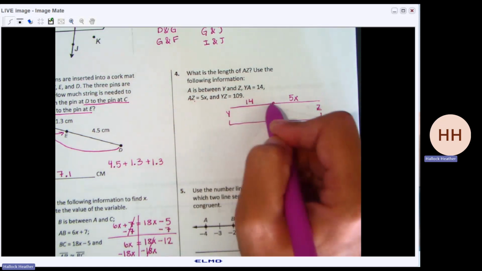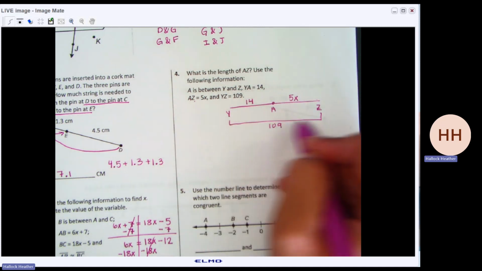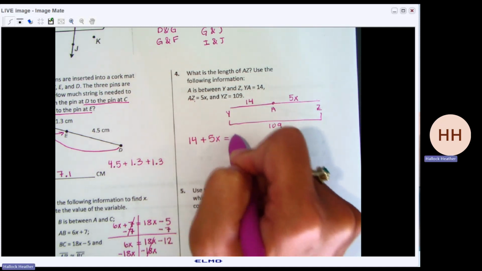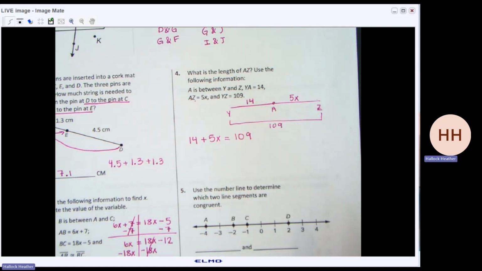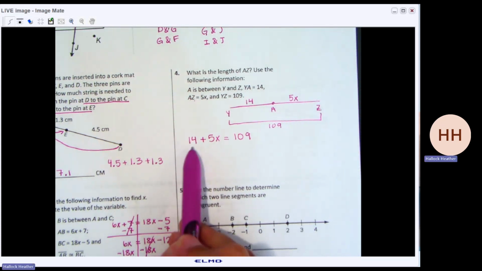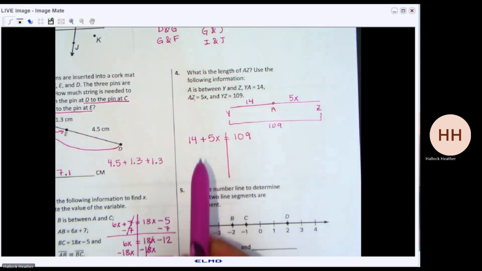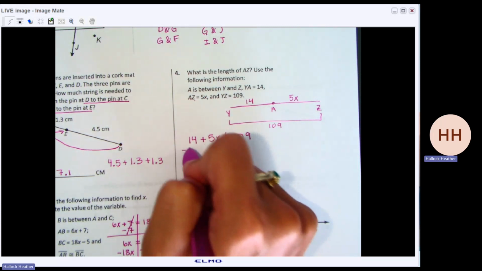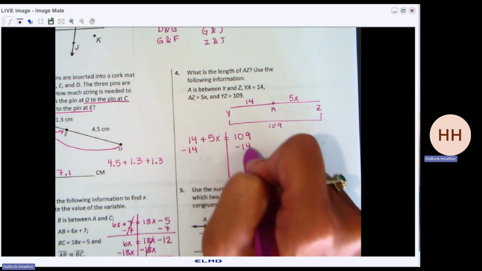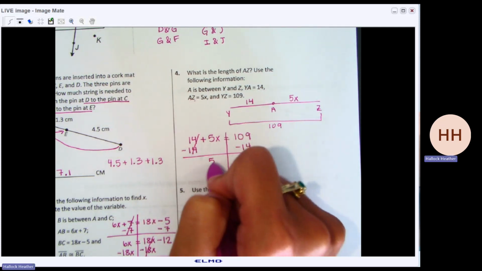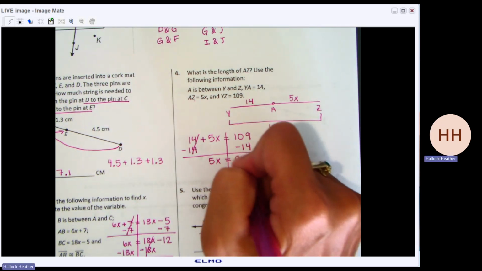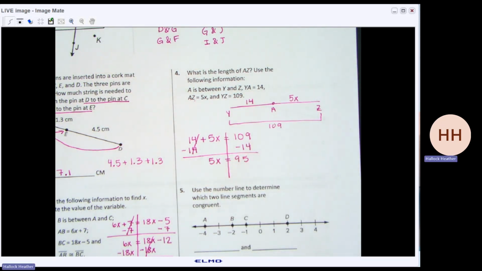So I'm going to do 14 plus 5x equals the whole thing. So 14 plus 5x equals 109. Now I need to solve for x. So I have to move my 14 to the other side of my equation to get to the 109. Numbers must go with numbers. It's positive, so I'm going to subtract 14 from both sides. So I have 5x equals, and I'm going to do 109 minus 14 is 95. And then I'm going to divide by 5 on both sides.